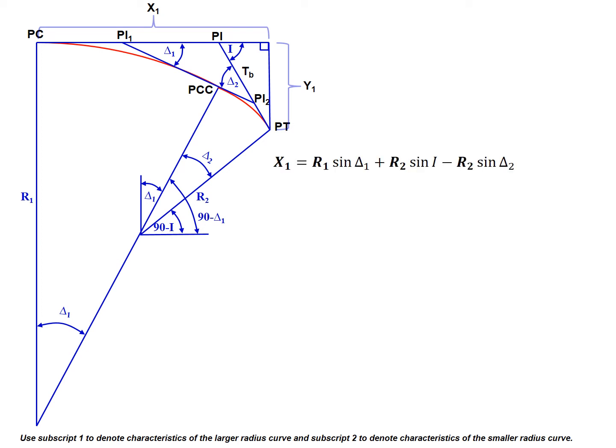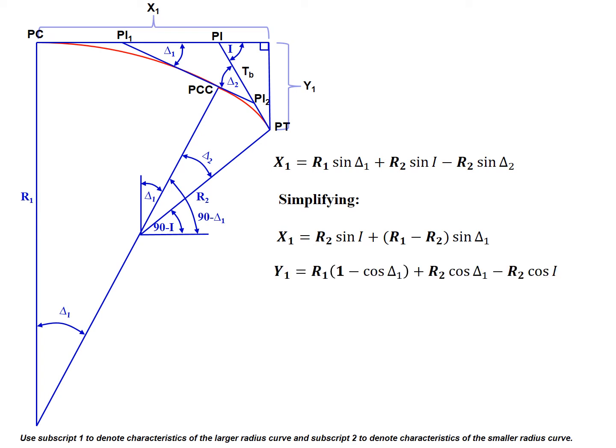x1 is equal to R1 times the sine of delta 1 plus R2 times the sine of the intersecting angle, and the intersecting angle is always delta 1 plus delta 2, minus R2 times the sine of delta 2. We can simplify this into x1 equals R2 times sine of I plus (R1 minus R2) times the sine of delta 1. So that gives us our x1 component. For y1, we have R1 times (1 minus the cosine of delta 1) plus R2 times cosine of delta 1 minus R2 times the cosine of I, that overall intersecting angle. We can simplify this to y1 equals (R1 minus R2) times the cosine of I minus (R1 minus R2) times the cosine of delta 1.